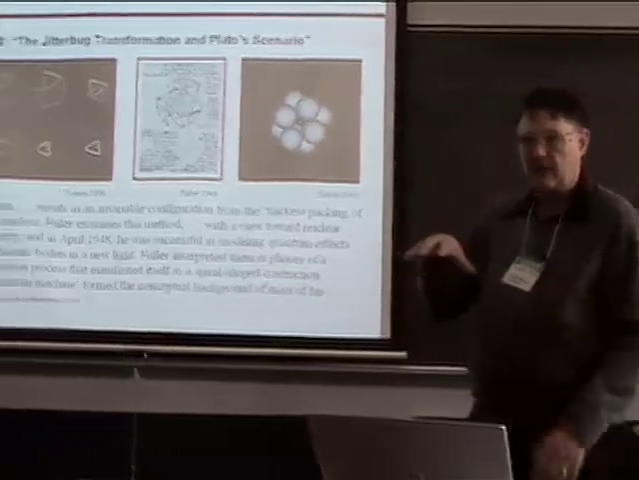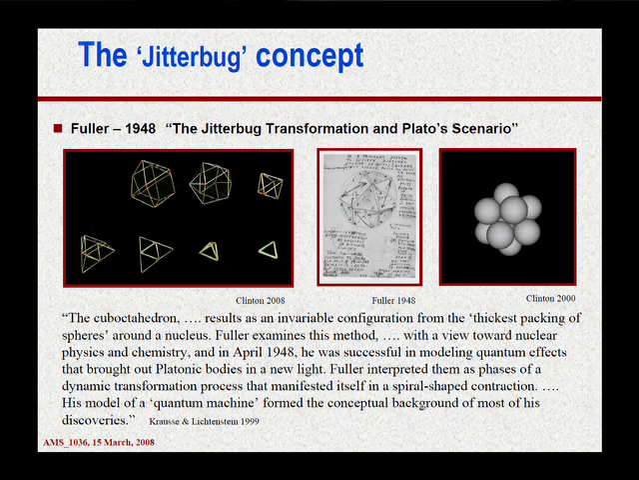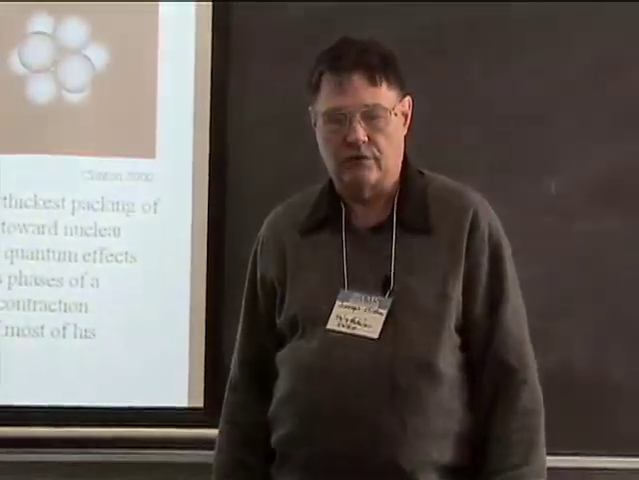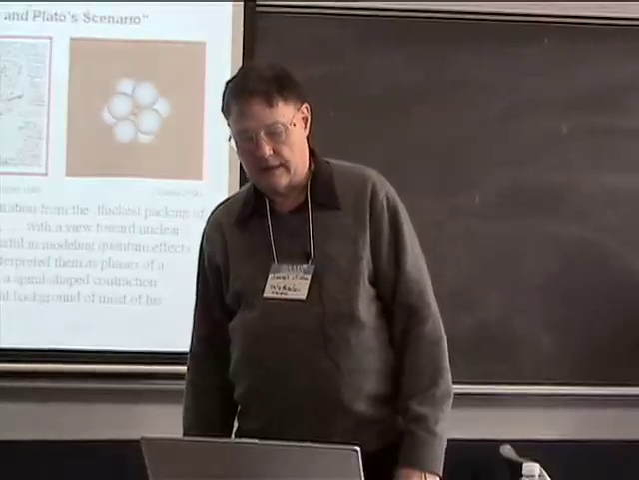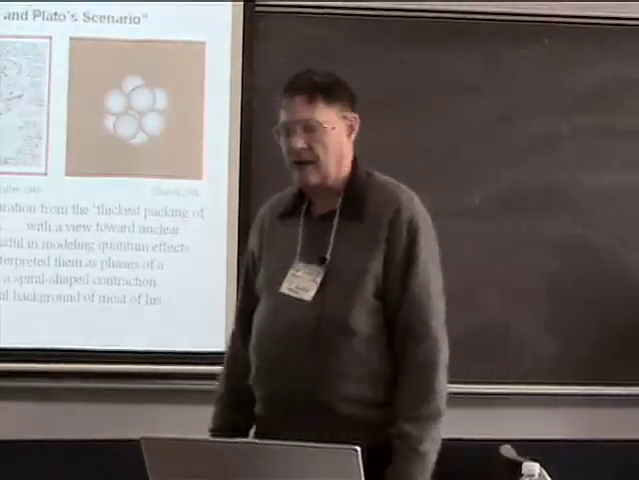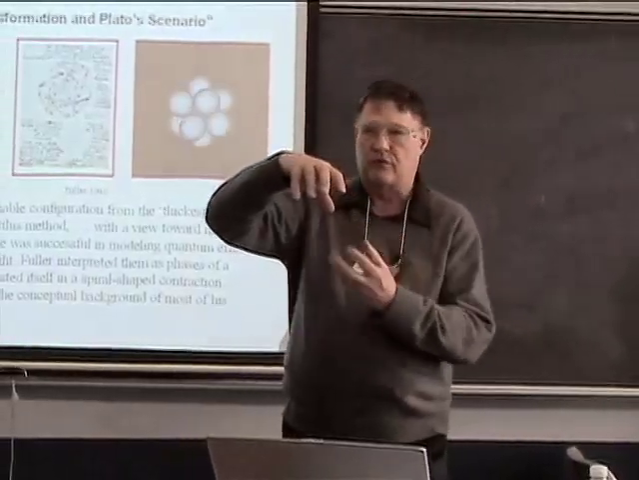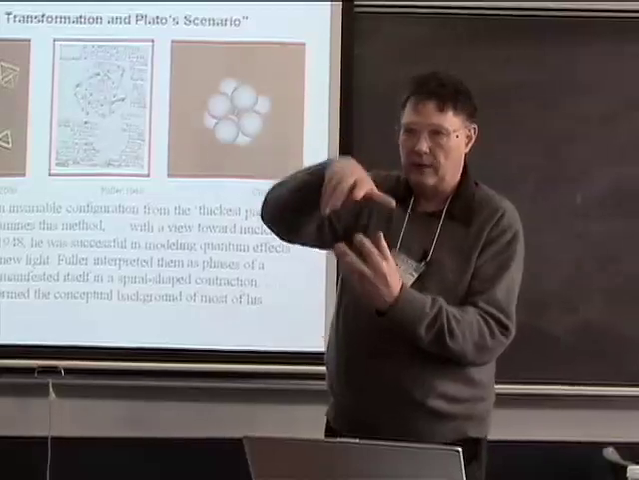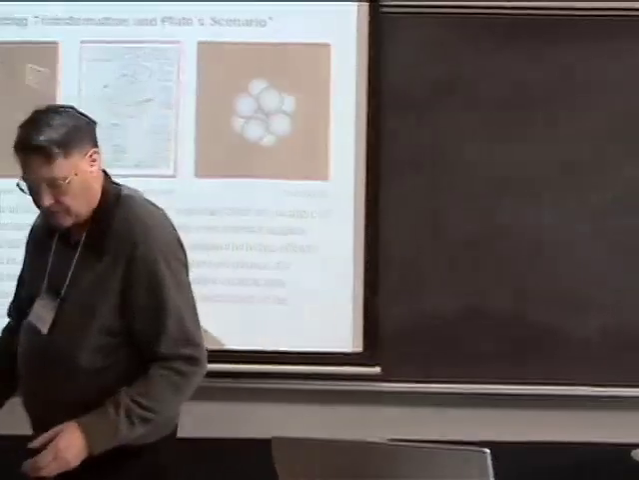Now, right about that same time, Fuller was playing around with the close packing of spheres, and he was experimenting with and trying to understand things in the area of nuclear physics and chemistry and quantum modeling and that type of thing. And that's when he made this connection from the close packing of the spheres, and if you remove the center sphere, then it went down to the hexagonal close pack, and through that phase was the octahedral phase.